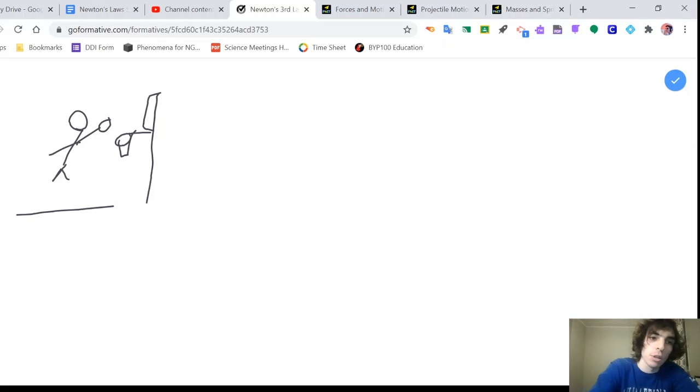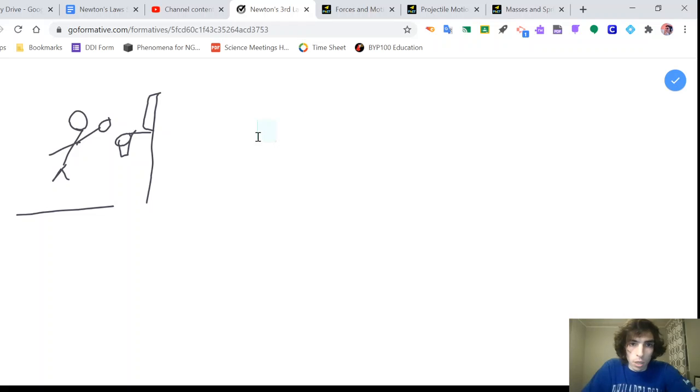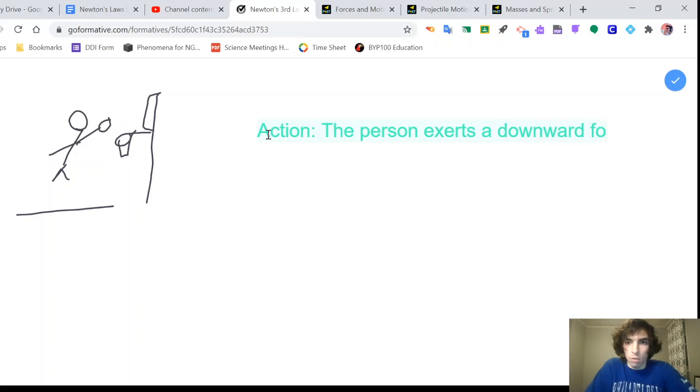But if we have this example of the person jumping, right, our action-reaction force pair that allows someone to jump, and it's actually a similar force pair to just someone even walking, is that what a person has to do here, the action force, is we exert a downward force on the ground, right? When we sort of flex our legs and we're pushing downwards on the ground.